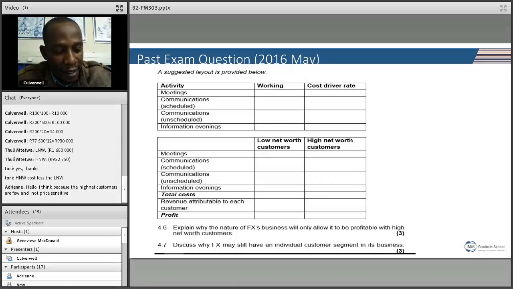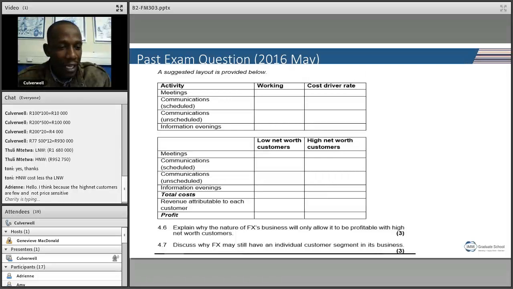On your x-axis, you have profitability and also loss making. And then on your y-axis, the upper part is your target, and the lower part will be your non-target. So looking at the calculation we did on question 4.5, where would you position low net worth customers on this 4-box model, and why would you position them in that category? Maybe one point from you, and then we'll be in a position to move on.